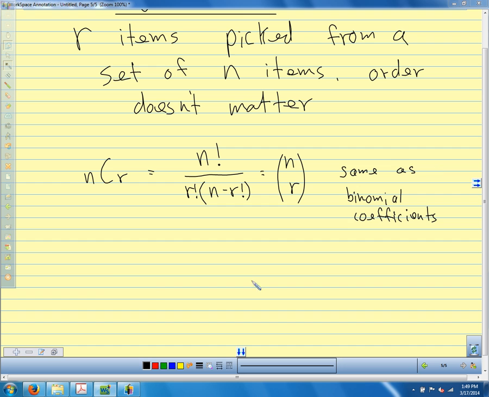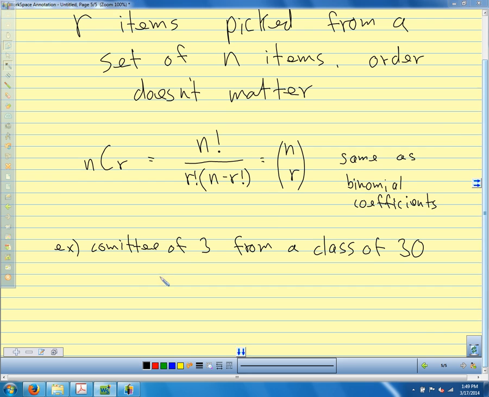So let's do our example. Let's do a committee of 3 from a class of 30, rather than a president, a vice president, and a secretary. That would be a combination. We're just talking about a committee. A different arrangement of the people doesn't make it a different committee.